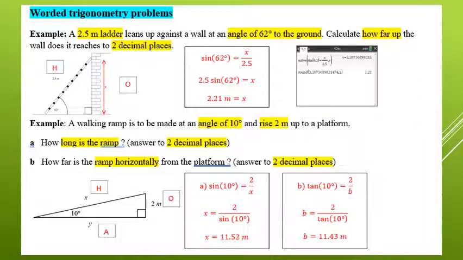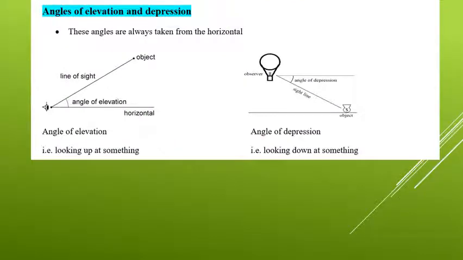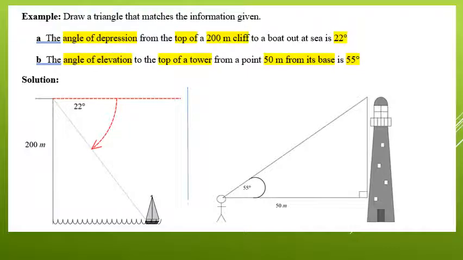Okay, much nicer, showing how we can use the calculator. The next section that we need to be familiar with is angles of elevation and depression. These have already been filled in, but we'll go through here. We're asked to draw a triangle that matches the given information. The first one asks for the angle of depression. You can see I've highlighted that.